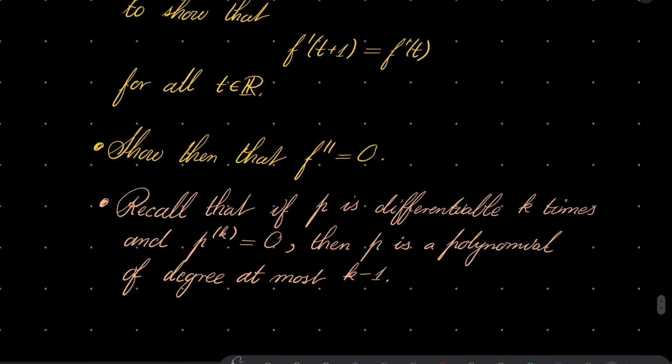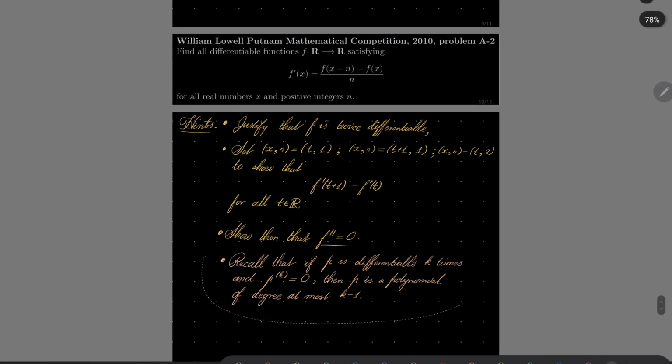And recall this fact about polynomials: if a function is differentiable k times and its kth derivative is constantly 0, then this function is a polynomial of degree at most k minus 1. So if the second derivative is 0, that means that our function is of degree at most 1. So give this problem a try, and I will see you in just a minute.